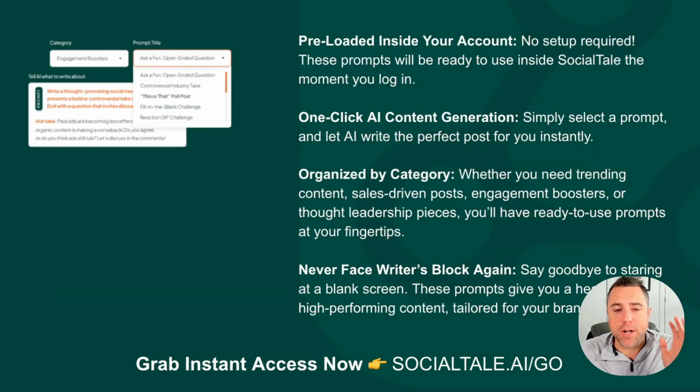These are going to be preloaded in your account. You also get an actual document, like a PDF, that you can use for your own reference or elsewhere, but these categories and prompts are already preloaded inside your account. It's one-click AI content generation, organized by category. Depending on whether you're looking to drive engagement, get sales, or build authority, I believe there are about 12 different categories. You just pick one, and there are tons of different prompts for each. So you'll never face writer's block again.